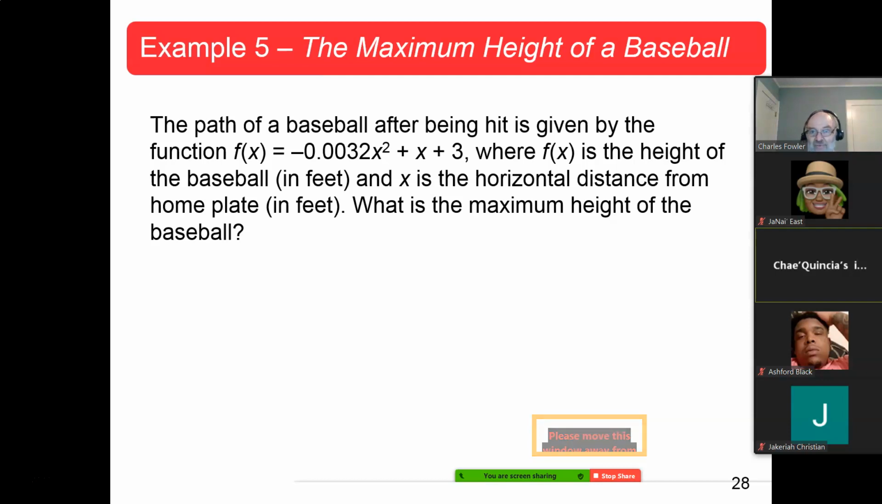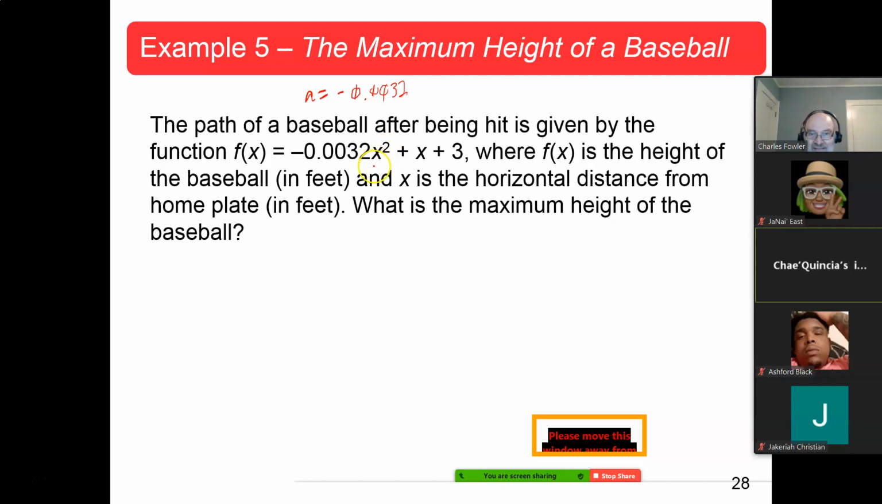Well, it's going to be a max or a min. It's going to be a max, because look at here. Your a is a negative number. It's a really small negative number, but your a here is negative 0.0032. Okay?